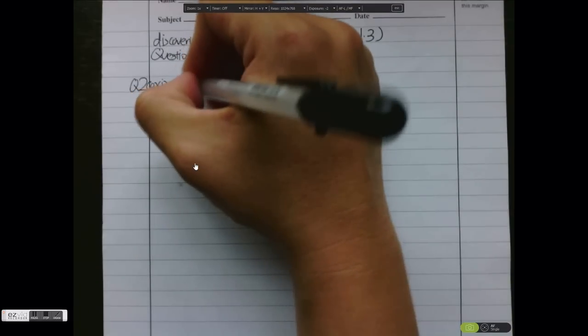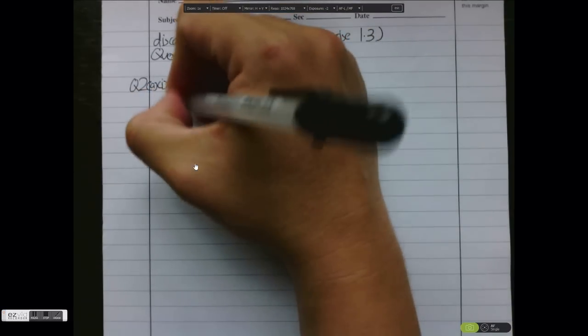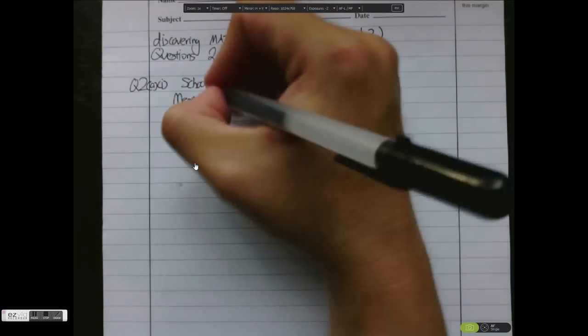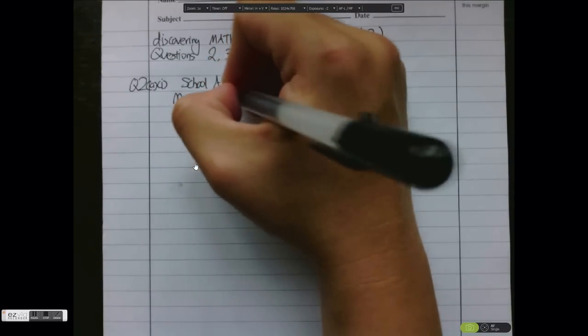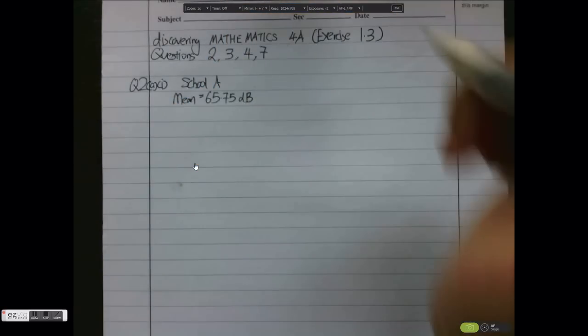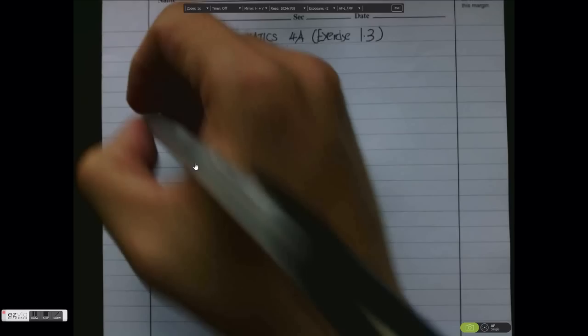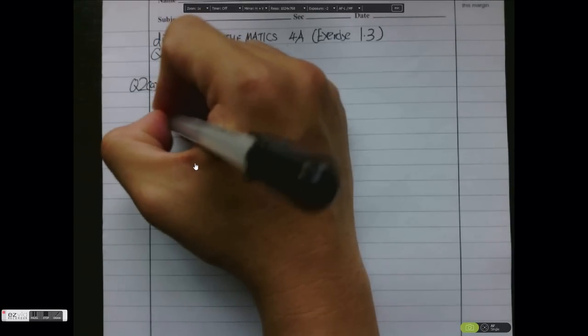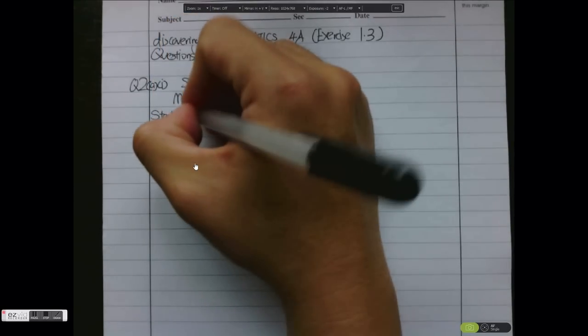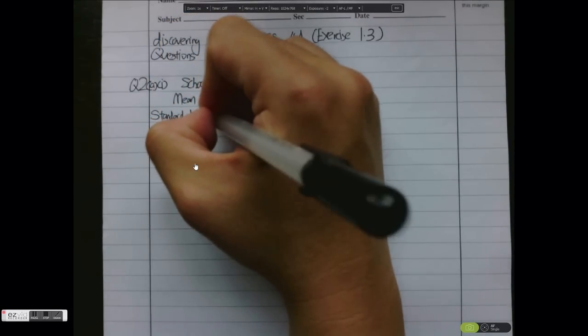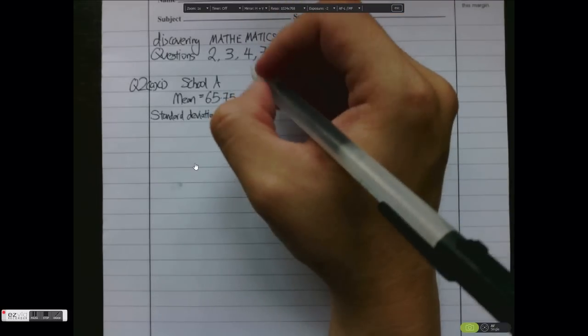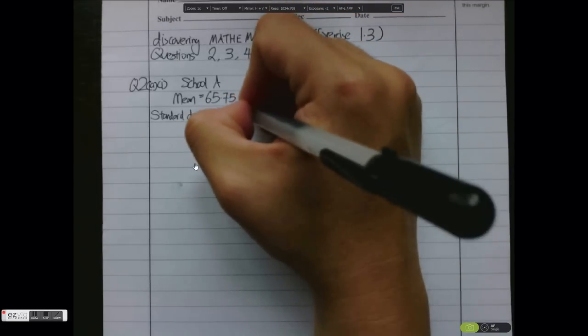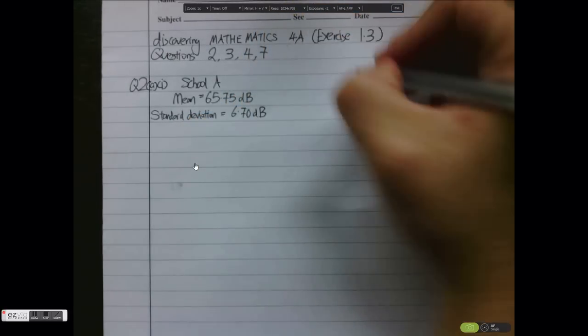So I just give you the answer for School A. The mean is equal to 65.75 decibels. Okay, decibels is a unit of measure for sound. It measures basically how loud sound is, and the standard deviation for School A is 6.70 decibels.